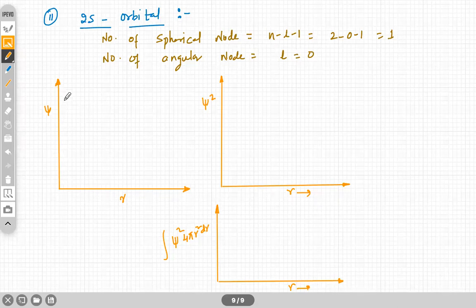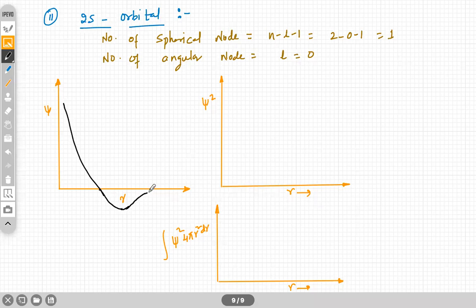Okay, so here the psi and r graph goes like this. From here it comes down like this and it goes up. But it won't touch the x-axis. Wave function can be positive, can be negative, and that's why we have the graph like this. But psi square cannot be negative. It is always positive. For this negative part we draw the mirror image to draw the graph of psi square. That would be like this.